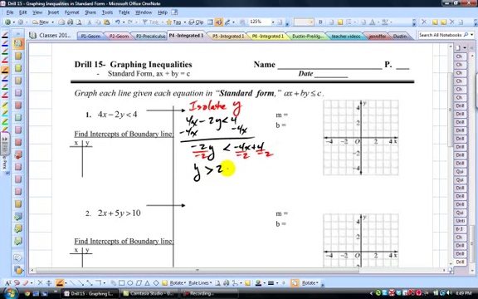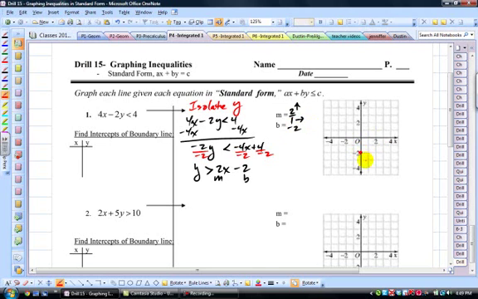Negative 4 divided by negative 2 is 2, so you get 2x here, and then the minus 2. 4 divided by negative 2 is negative 2. There's my slope, and there's my y-intercept. So the slope is 2 over 1. That means up 2, right 1. Y-intercept is negative 2, so I've got to start here at negative 2.